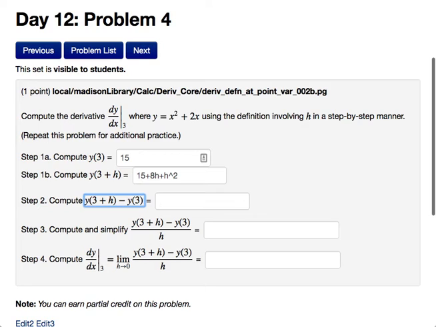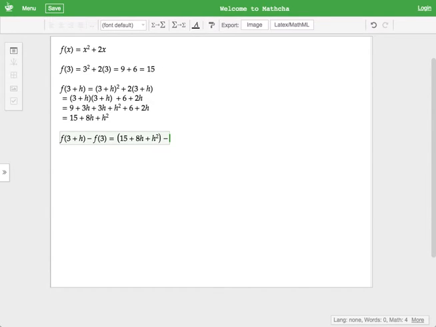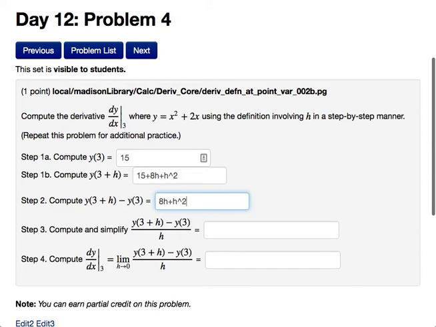Alright. So the next step is to calculate the difference. So this is calculating the rise of my function between those 2 points. So f of 3 plus h minus f of 3 is going to be the expression 15 plus 8h plus h squared, and we're going to subtract the value f of 3, which is 15. And so we can see that the 15's cancel. We're left with 8h plus h squared. So that's the value of the rise, the delta f.